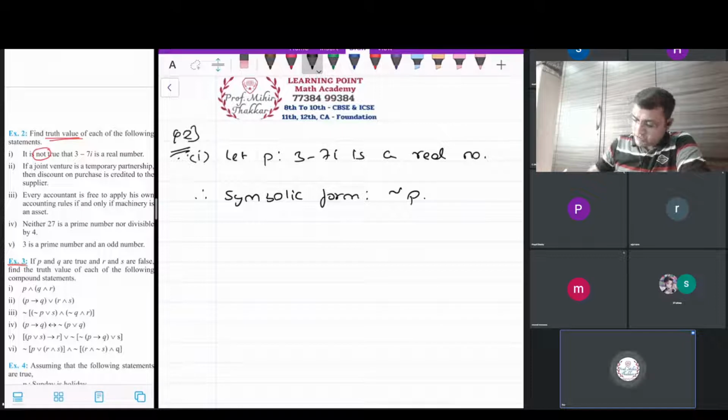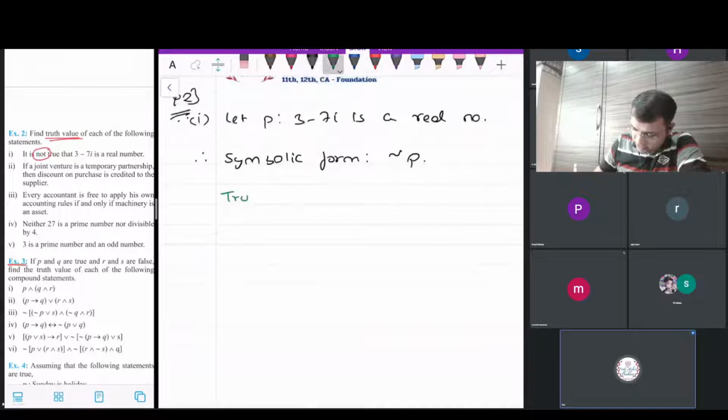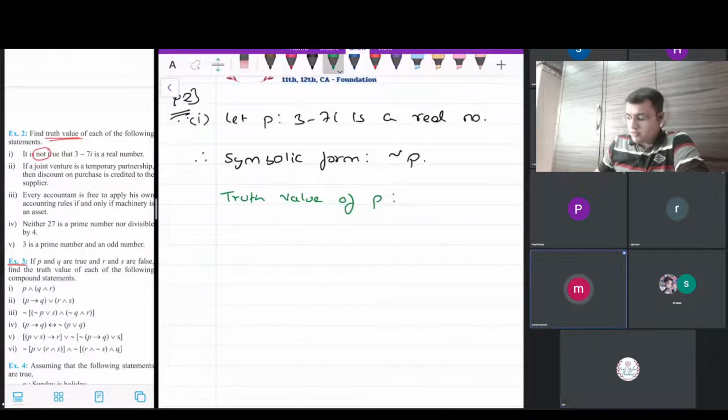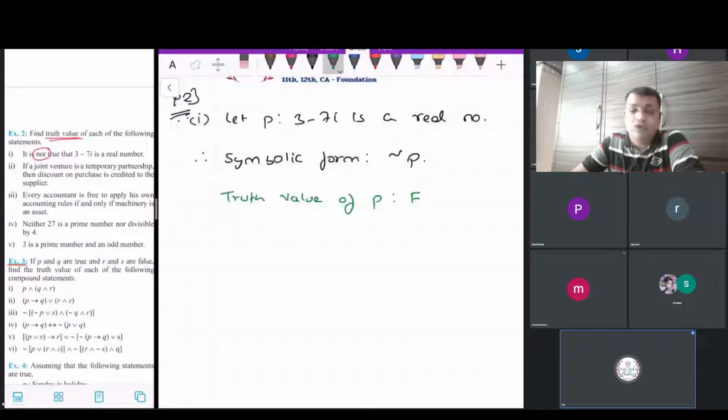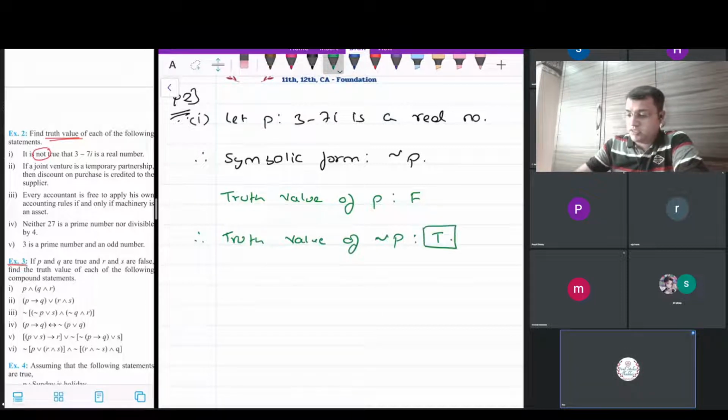So now let's write down the truth values. What should it be? Truth value of P. What is it? Yes, that is correct. Truth value of P is absolutely false because 3 minus 7i is not a real number. It's actually a complex number. So in such a case, if I want to write down the truth value of negation of that, it is just going to be a simple true, nothing else.